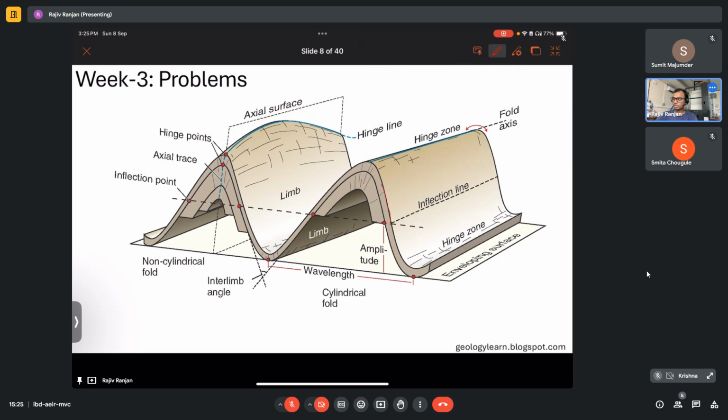The first is this, and the second type is this. So you can see here concave up, and here is convex. So this divides. Amplitude is what?